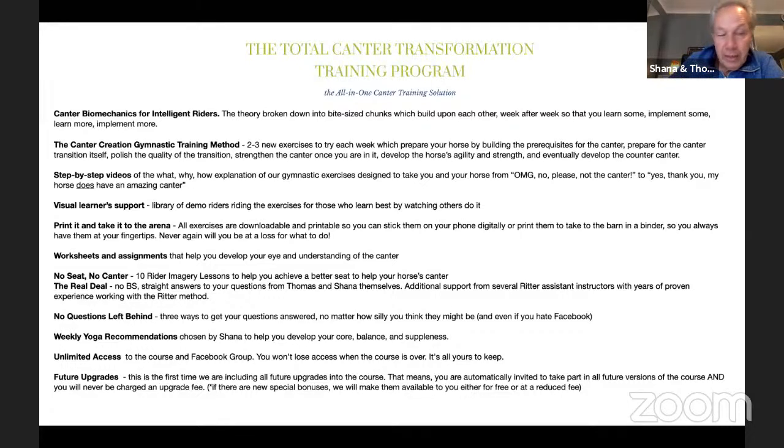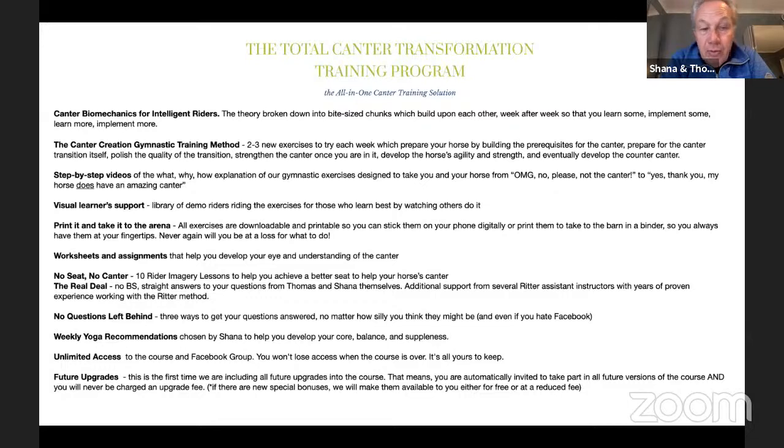Then here, no seat, no canter. Yeah, we have the 10 rider imagery lessons to help you achieve a better seat, to help your horses canter, because of course the seat can either help the horse or it can hinder the horse. And you can shape the canter with the help of your seat. So these mental images are hopefully helpful in that respect.